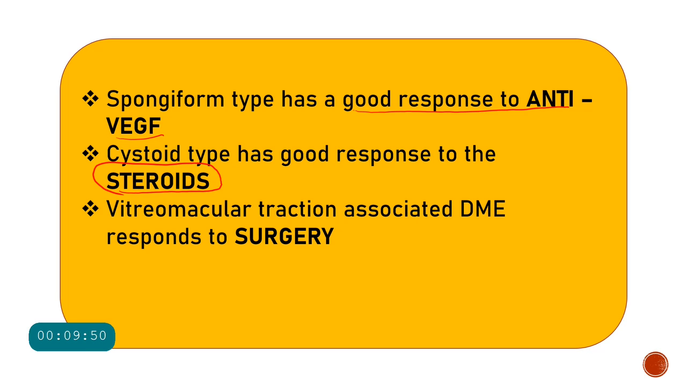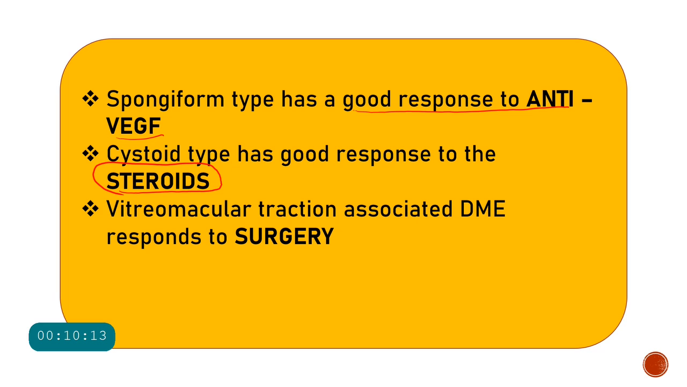So here I'm talking about the intravitreal injections that we give to the patient who is suffering with diabetic macular edema. For the spongiform type, the patient will respond better, or will have a good result, with the intravitreal anti-VEGF agents. And when they have cystoid macular edema, it is advisable that the patient receives intravitreal steroids like triamcinolone.